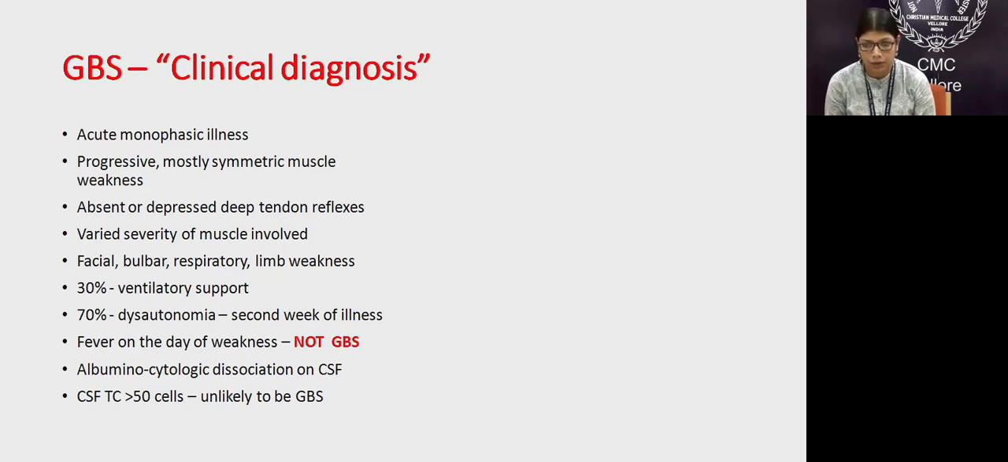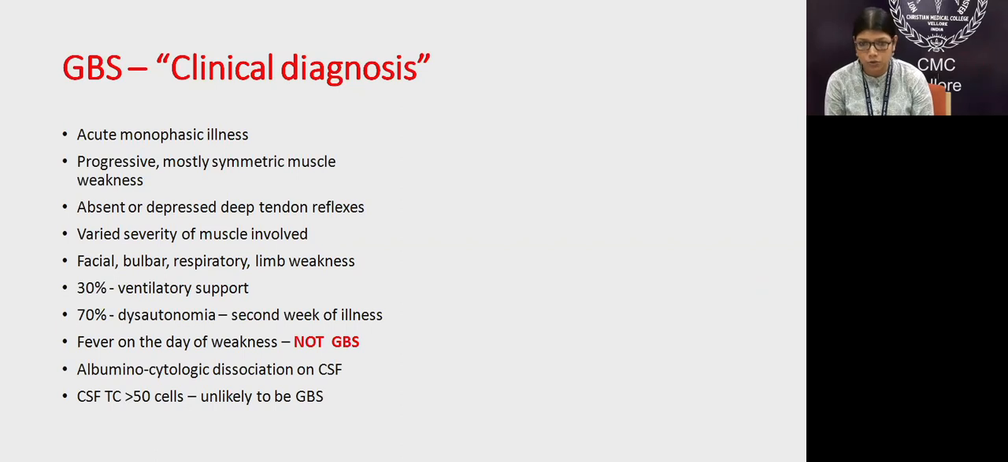And like the neuropathy patterns which we have seen, the presentation is that of a progressive symmetric muscle weakness with hyporeflexia or areflexia, and varied severity of the muscles can be involved. There can be facial, bulbar, respiratory, and limb weakness. Of all the GBS patients, up to 30% will require ventilatory support. And in the second week from the onset of the symptoms, 70% can have dysautonomia, such as severe tachycardia or severe bradycardia up to asystole, and can have sudden death also if not intensively monitored.